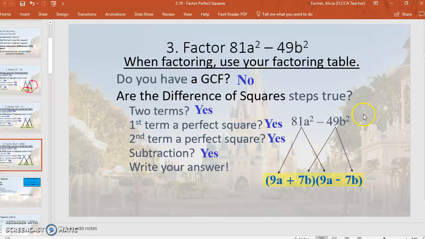This is just another example. 81 is a perfect square, so 81 breaks into 9 and 9. A squared, A and A. 49, 7 and 7. And B squared.